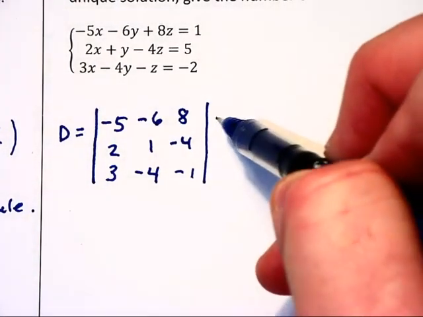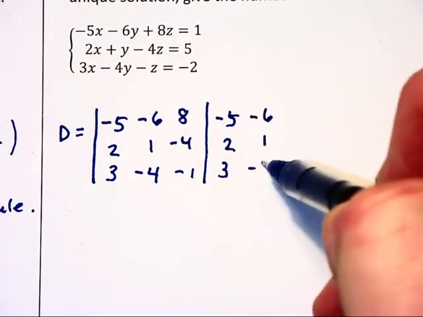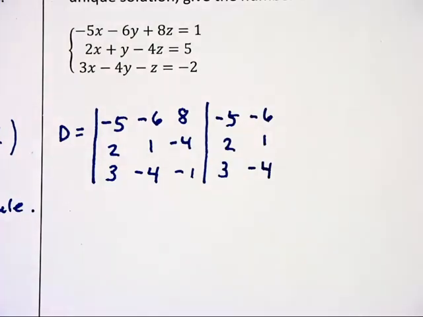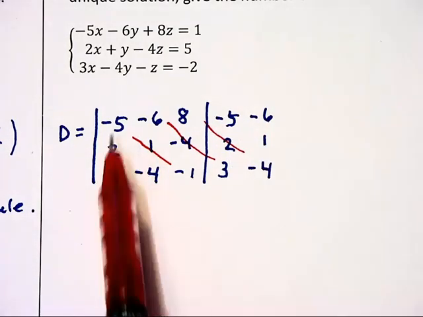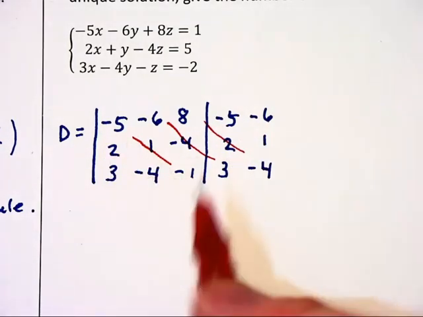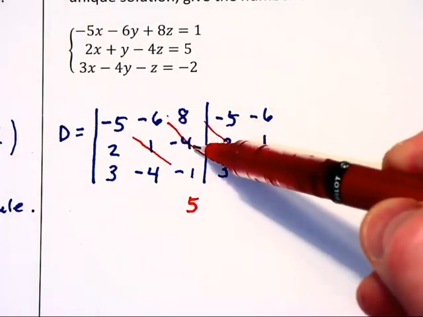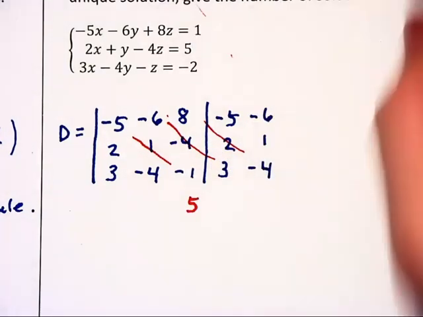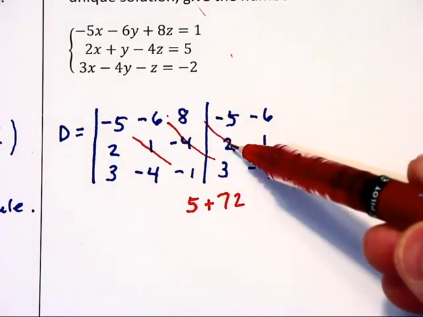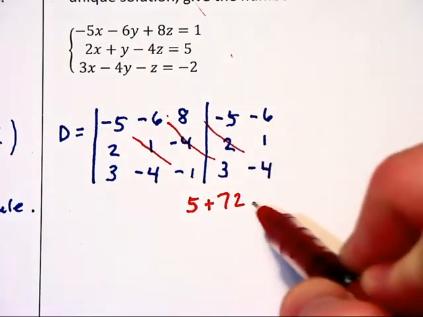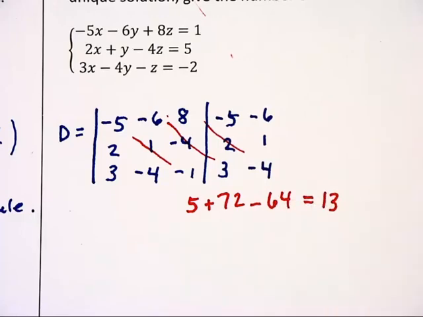Let's bring out the first two columns and rewrite them off to the right. Be very careful that you don't lose any minus signs. And then let's do all the multiplication of these diagonals on our way down here. First diagonal, -5 times 1 times -1 gives me +5. Second diagonal, -6 times -4, that's 24 times 3 is 72. My pen slipped. Then finally, 8 times 2 is 16, times -4 is -64. I have 77 minus 64, which is 13.